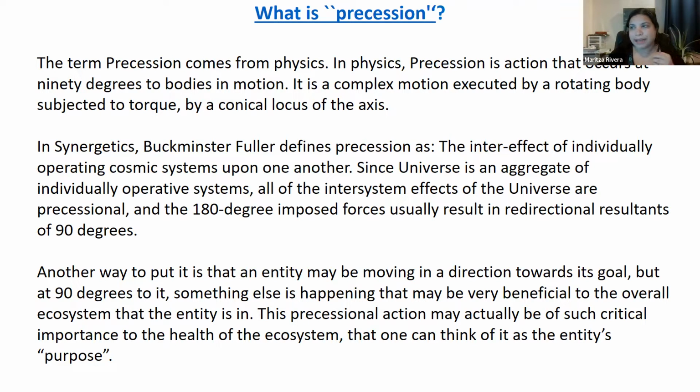Bucky expands just a little bit on that, and he tells us that it's the inter-effect of individually operating cosmic systems upon one another. He says that since the universe is an aggregate of individually operative systems, all of the inter-system effects of the universe are precessional, and the 180-degree imposed forces usually result in redirectional resultants of 90 degrees.